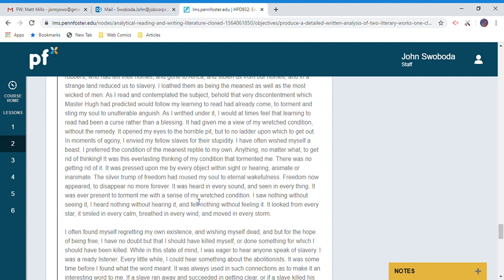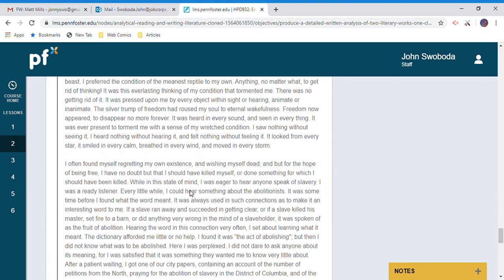I saw nothing without seeing it. I heard nothing without hearing it, and felt nothing without feeling it. It took from every star. It smiled in every calm, breathed in every wind, and moved in every storm.